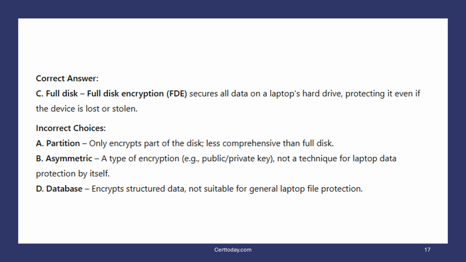A is incorrect because partition only encrypts a part of the disk and it is less comprehensive than full disk. Asymmetric is a type of encryption, like, for example, the public-private key system. It is not a technique for laptop data protection by itself. And the database is incorrect because it encrypts unstructured data and it's not suitable for general laptop file protection.